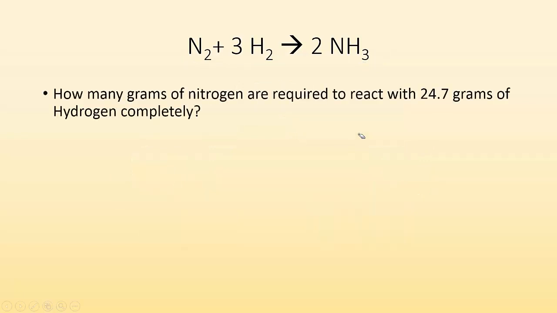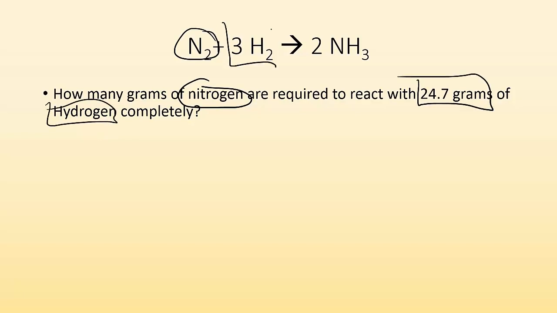Okay, so looking back at this problem, how many grams of nitrogen, so nitrogen, this stuff, are required to react with 24.7 grams of hydrogen completely. So hydrogen, boom. So, all right, well, first off, I got to get my grams to moles. So I got to use the GFM of H2, which is going to be 2.02 because there's 2 hydrogens. So I got to divide by that, and I get 12.2 moles of H2.